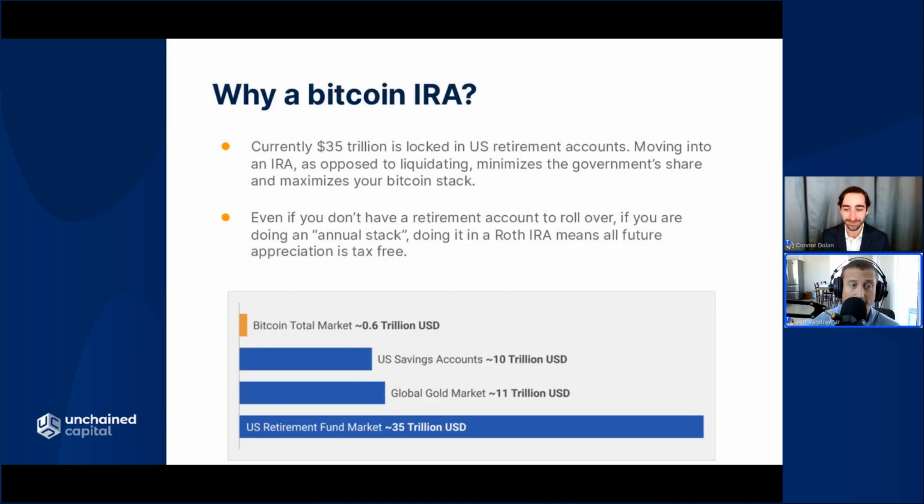Thanks a lot, Connor. So first of all, we'd like to talk about why exactly a Bitcoin IRA might be useful for a lot of our clients. It's important to understand right off the bat that $35 trillion is currently locked in U.S. retirement accounts. And I actually pulled that number some time ago, so I would be willing to bet it's actually higher now. Moving some of that money into an IRA, as opposed to having to liquidate your IRA, pay the tax, and then buy Bitcoin outside of an IRA, minimizes the government's share and maximizes your Bitcoin stack.